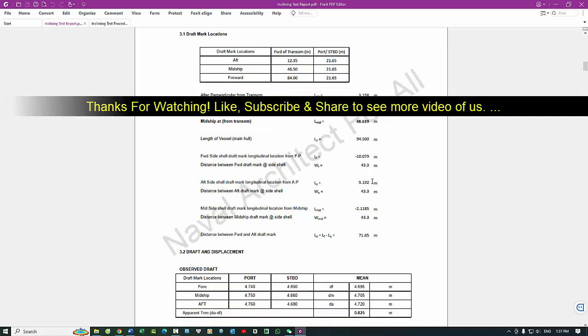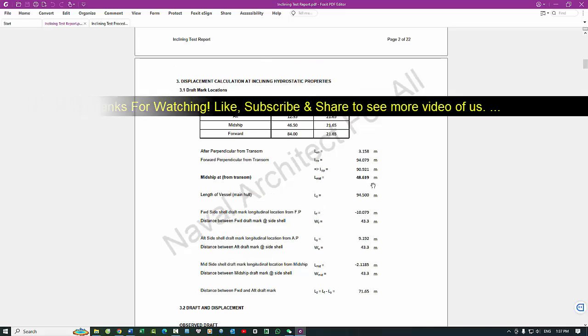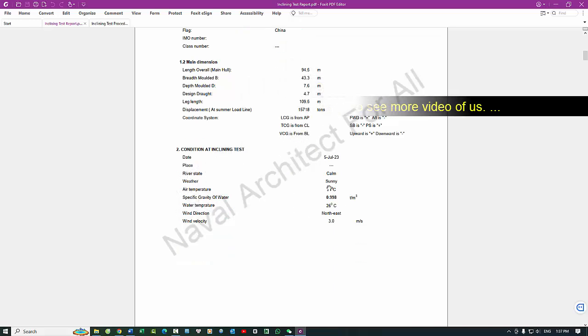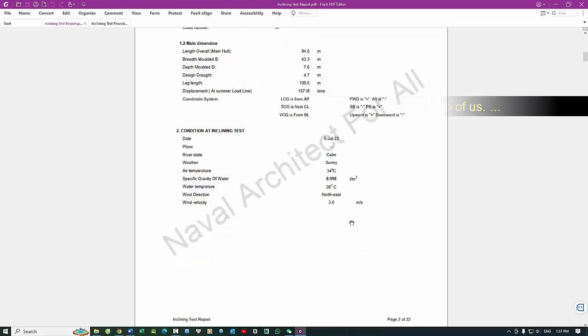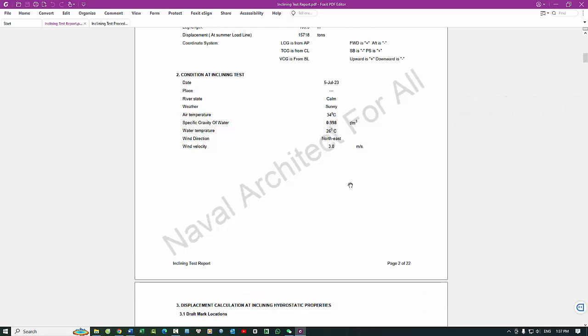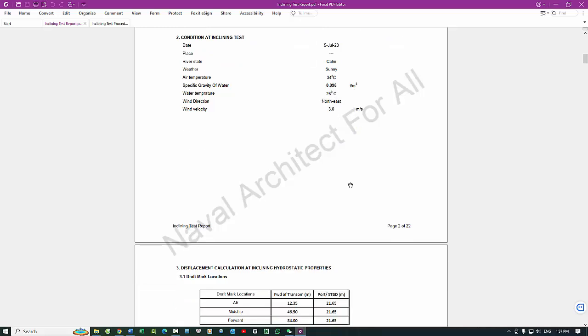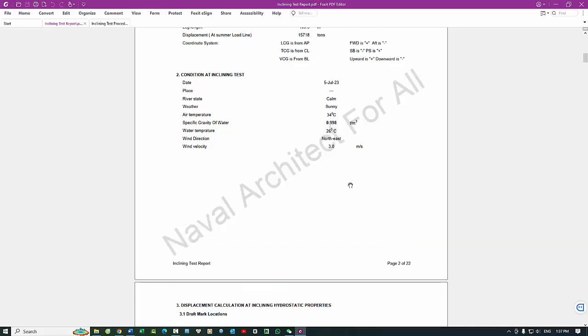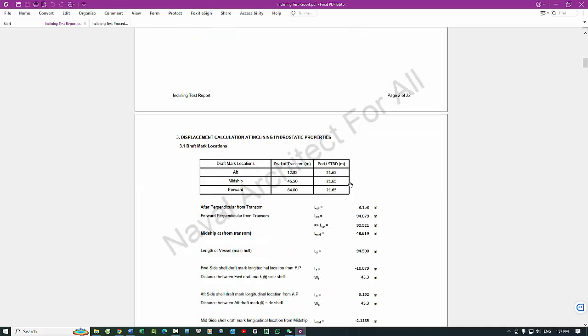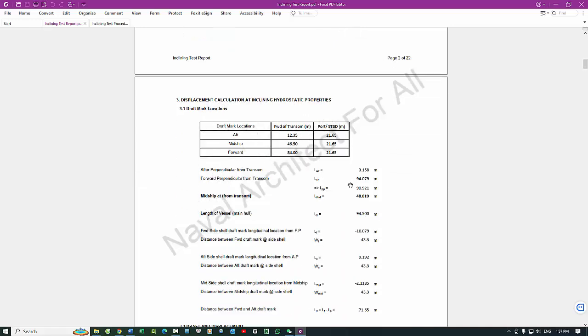Information shown in the inclining test document: 1. Ship's particulars: name, type, and dimensions of the ship. Displacement and draft at the time of the test. Date and location of the test. 2. Test conditions. Description of the loading condition during the test. Water density and environmental conditions: wind, tide, etc.